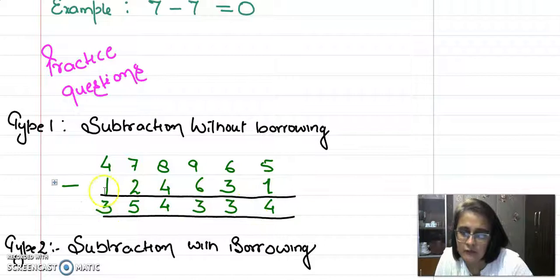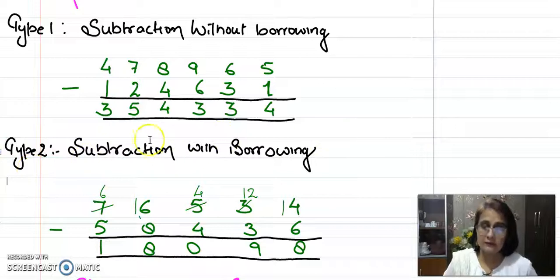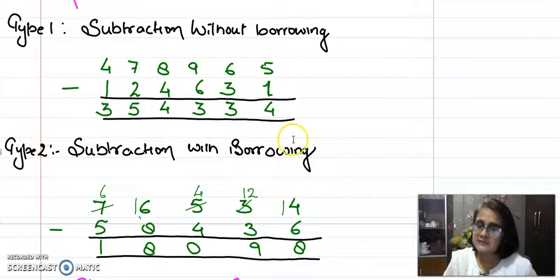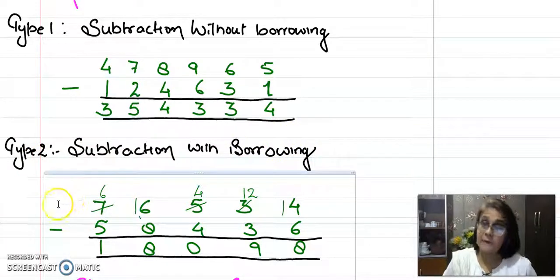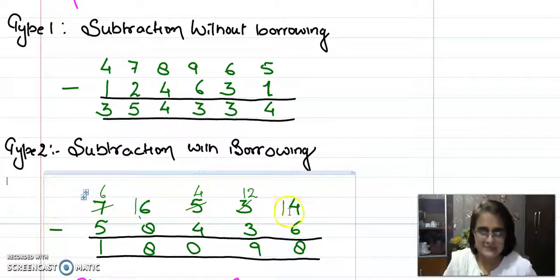So this is subtraction without borrowing, where you can see that all the digits of the minuend are greater than the digits of the subtrahend. That's why we are able to subtract without borrowing. Now, dear children, our second type is subtraction with borrowing, right? In subtraction with borrowing, you will see that some of the digits of the minuend will be smaller than some of the digits of the subtrahend. So, in that case, what do we do? We borrow. Is that clear, dear children?